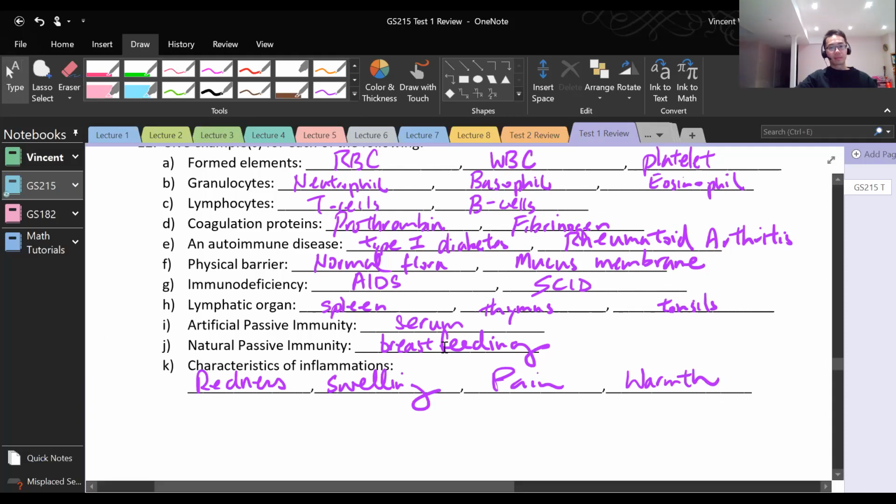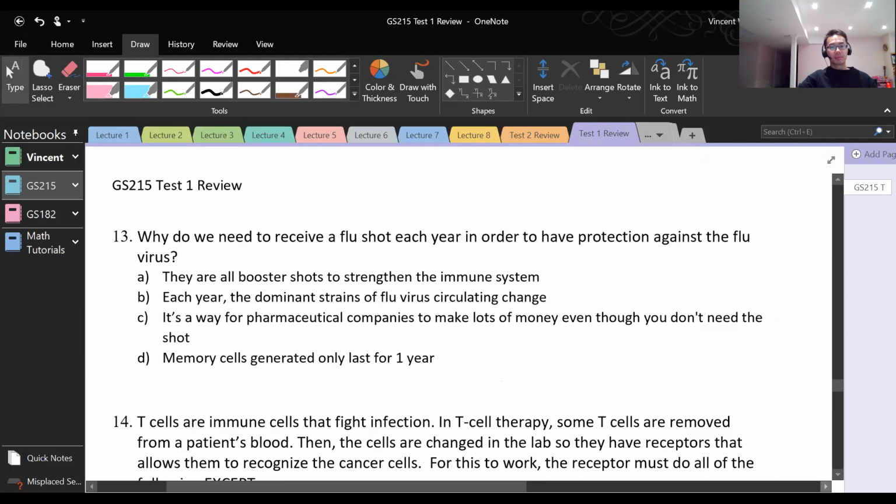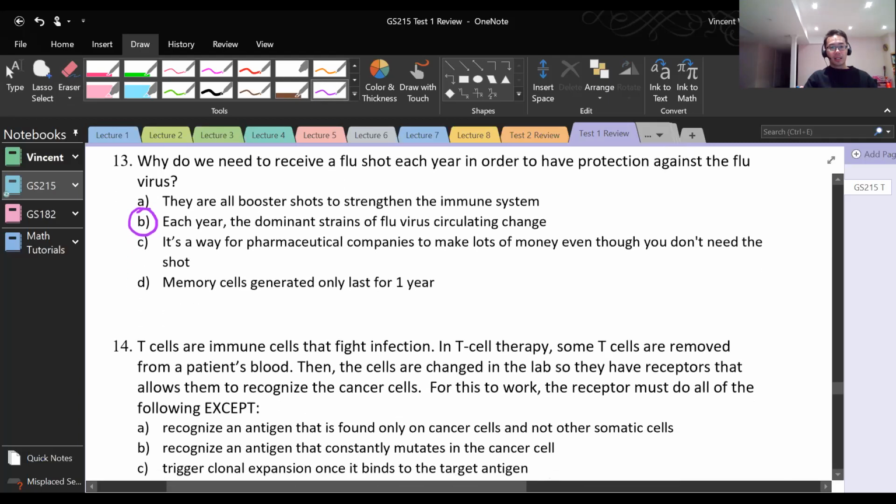All right. Why do we need to receive a flu shot each year in order to have protection against flu virus? I think we talked about this before, right? Is it A, they are all booster shots to strengthen the immune system? Each year, the dominant strain of flu circulating changes. We talked about this in the lecture recording. Remember? There are so many different strains. The H and the N change, and we have to create a new vaccine.